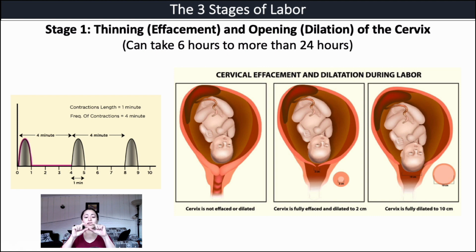Thinning of the cervix, the technical term for that is effacement. And as the cervix starts to open, we say it's dilating. Now this coincides with contractions that are occurring in the uterus. And these contractions will actually start off kind of far apart from each other, and then they'll become more and more frequent to a point where each contraction is happening about 4 minutes apart.